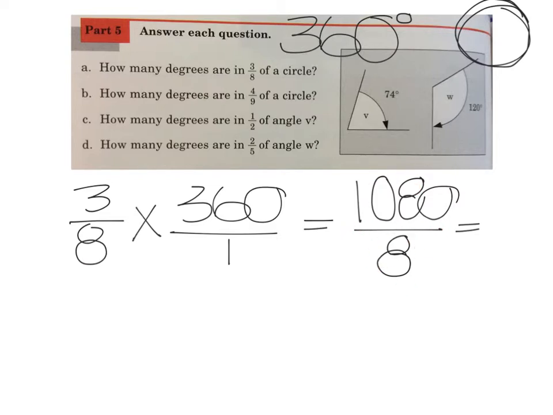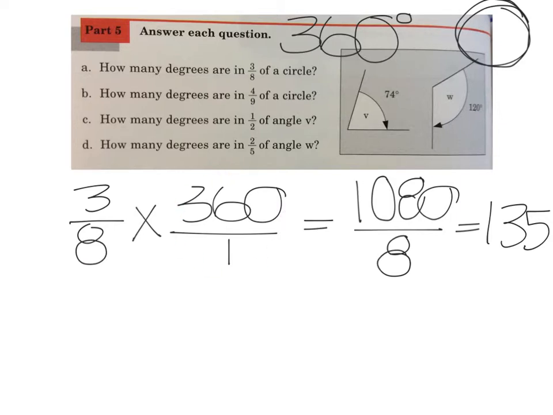So 1080 divided by 8 in your calculator, and it's going to be 135 degrees. All right, I'm going to set up B the same way, using the fraction that they gave us. Of means times, and when they say a circle, we know it's 360 degrees.